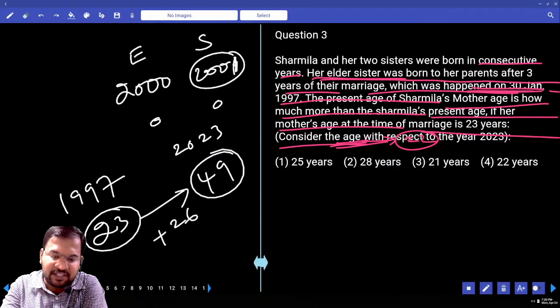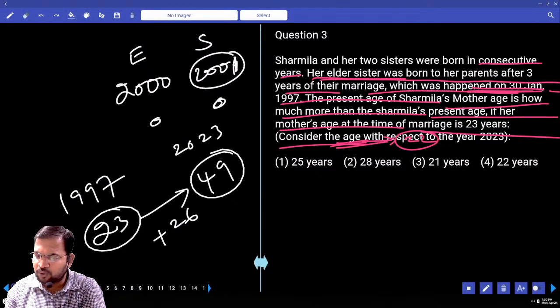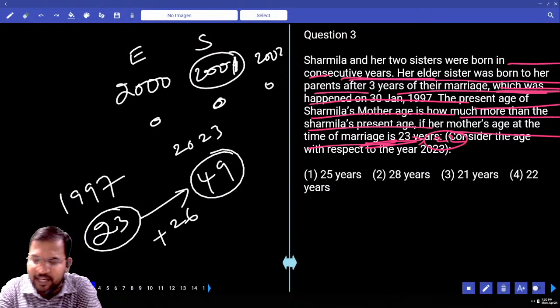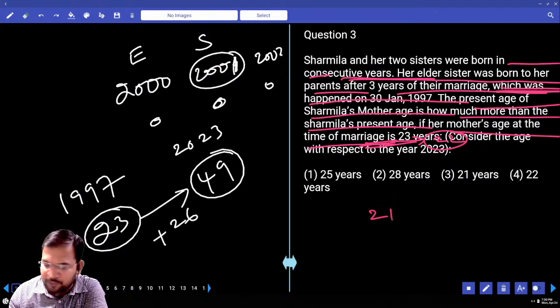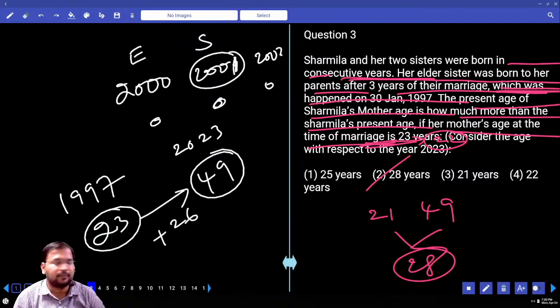Now Sharmila was born in 2001, then 2023. There are two sisters, na? Another sister was born in 2002. From 2002, how many years is it? 21 years. So Sharmila's present age is 21, and the mother's age is 49. The difference is... two sisters are there: elder sister 1, elder sister 2, and Sharmila.